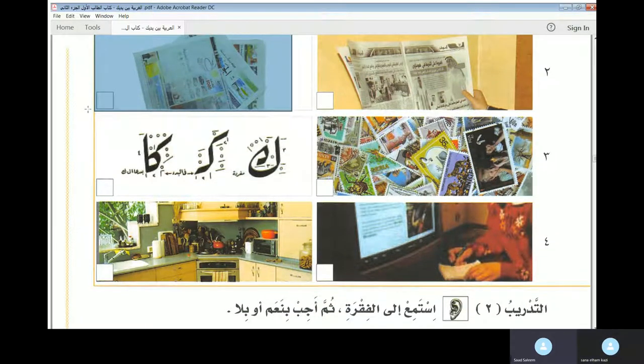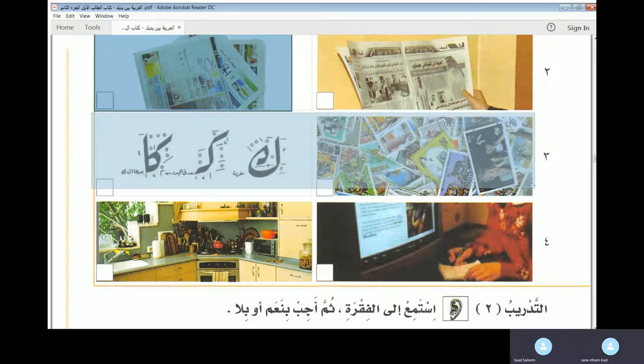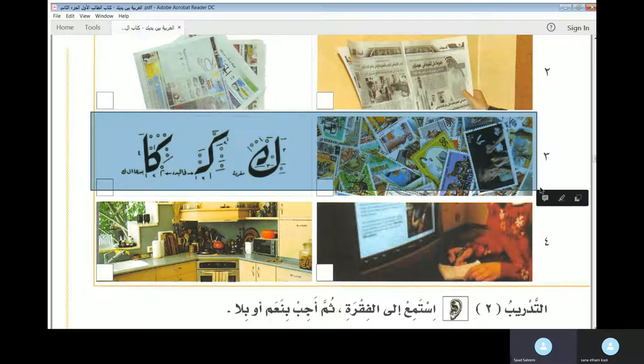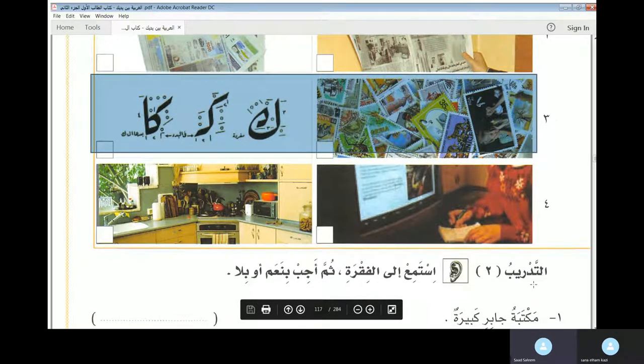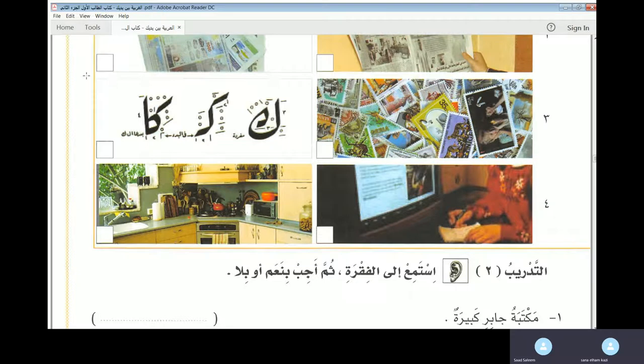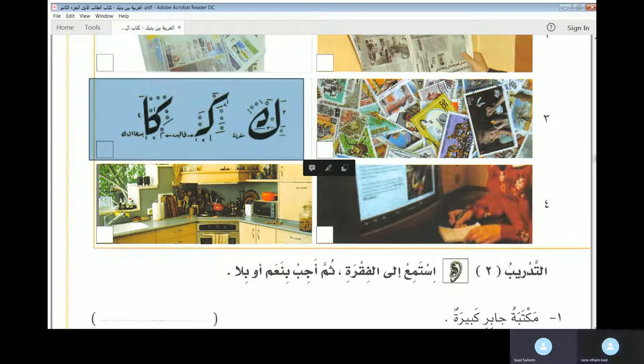Okay, next. Is this the wing of the plural of the letters? No, this is the wing of Arabic calligraphy. Only tell me the first picture or the second picture, which one? Can you tell the question once again? Okay, is this the wing of the plural? No. This is the wing of Arabic calligraphy. Second picture. Okay, we have only two pictures in number three.